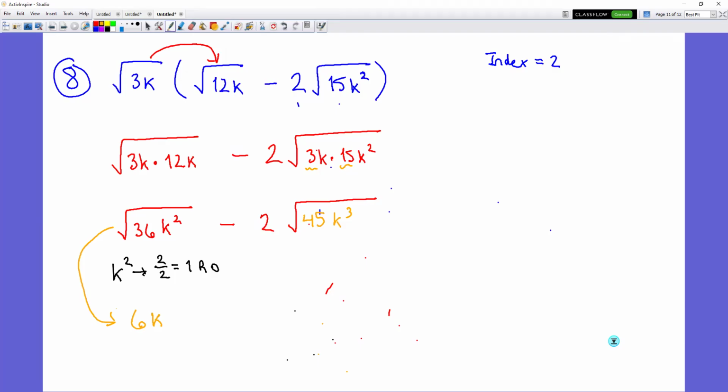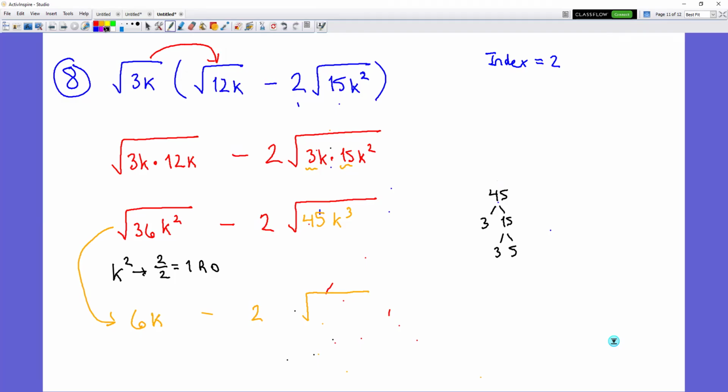Now, the next part, we have minus 2, and then we have the square root of something. Okay, well, we're going to take the 45, and we're going to do a factor tree for that. So I'll just come over here and do that. So for 45, we're going to have 3 times 15. 15 is going to be 3 times 5.